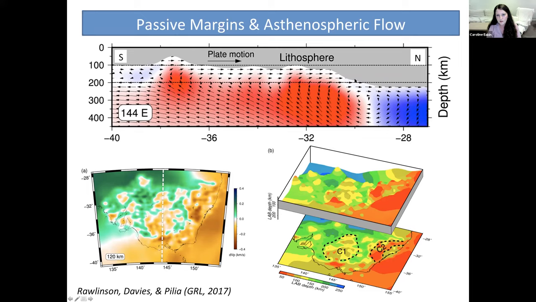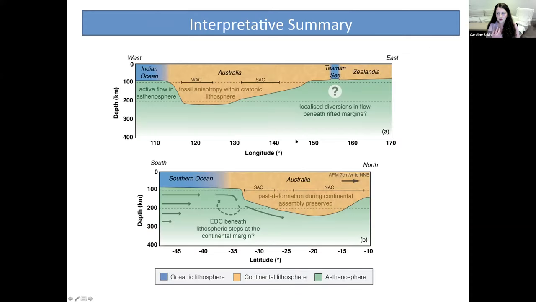And where you have steps in the lithosphere, you can also generate edge-driven convection, or convective cells associated with these steps in lithospheric thickness. So we think there might be something to that. Perhaps with this transition from oceanic to continental lithosphere, there's some fundamental difference in properties, perhaps in the viscosity, that's affecting the underlying mantle flow. But it would have to be very localized, given that this hasn't really been seen before, but we're detecting it in terms of the gradients in seismic anisotropy.